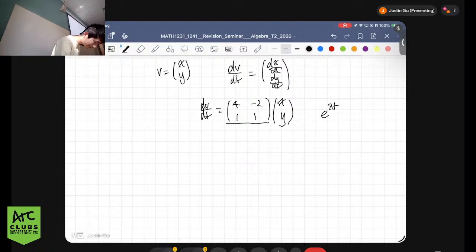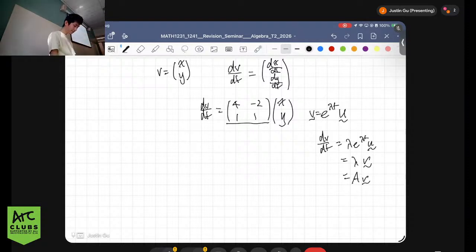If we have an eigenvector, let's call it u so I'm not mixing names, and we set v equal to e to the lambda t times u, then dv/dt would just be lambda e to the lambda t u, which is going to be lambda v, which is going to be equal to Av, right? If u is an eigenvector, because v will also be an eigenvector. So we should look at the eigenvectors of this.